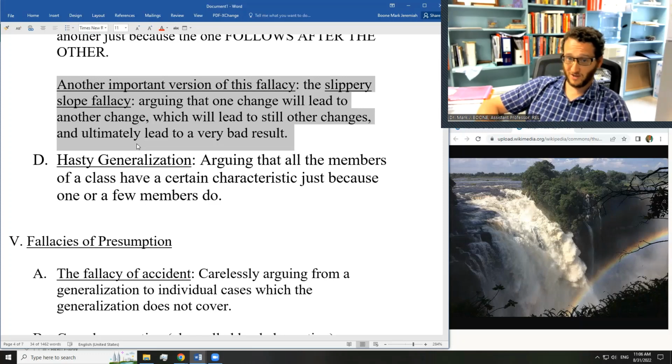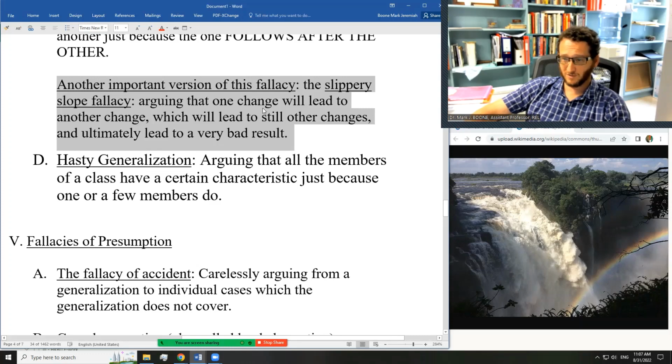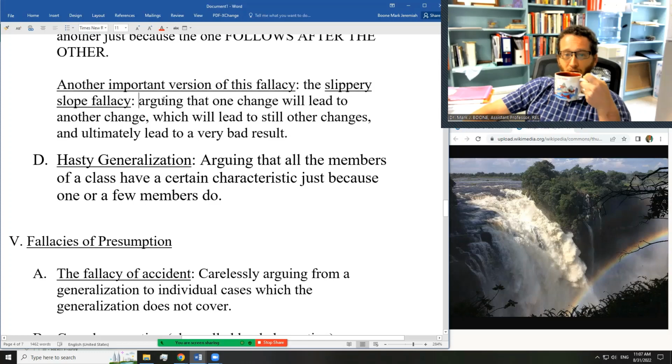Depending on where you're actually at, how steep the slope is and how slippery it is, this could be a perfect argument. And watch it with the hiking in the rain, because sometimes the slopes really are slippery, literally, but also figuratively. Some changes do lead to other changes for sure.